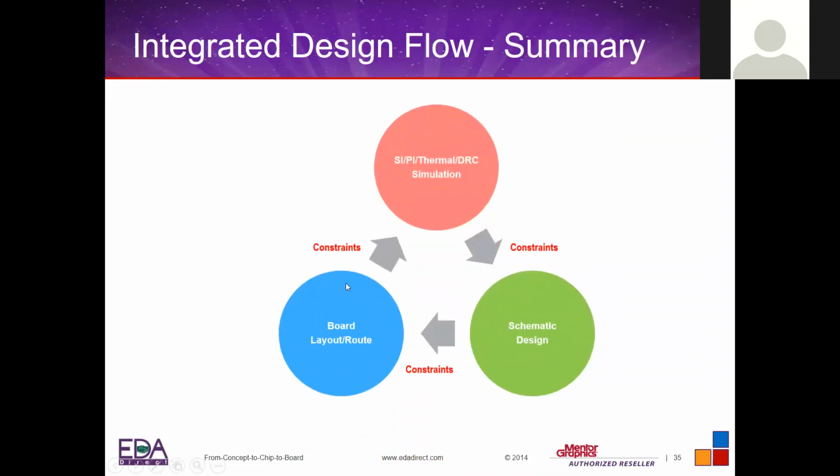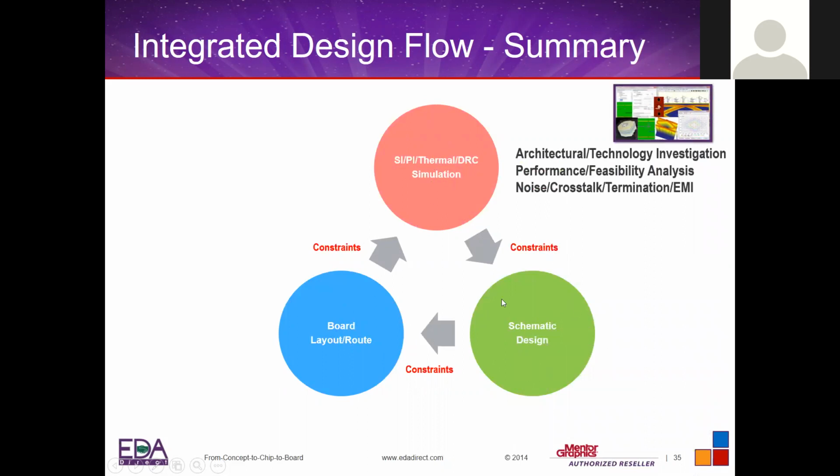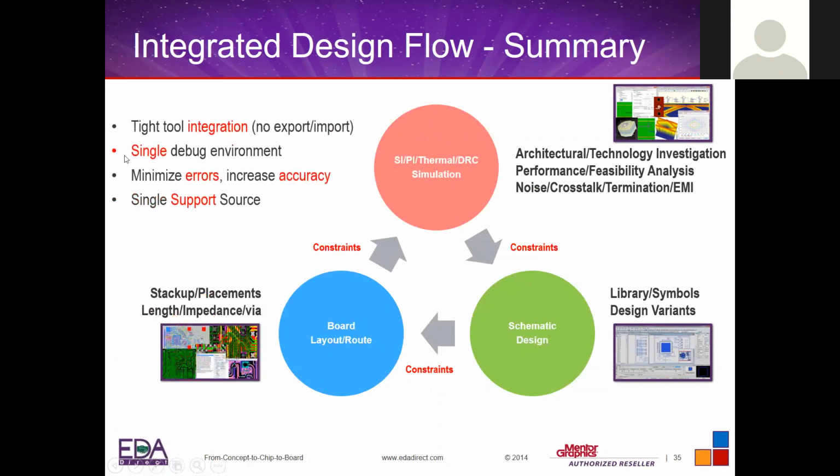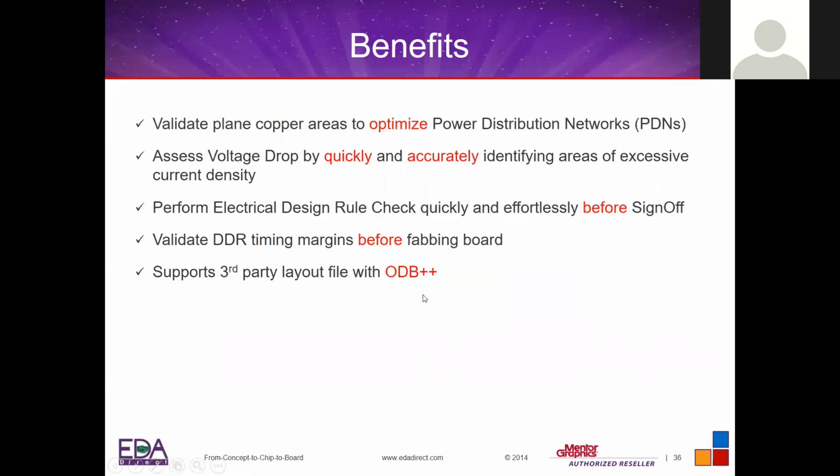Okay, so anyway, if you are in an environment where you can do both schematic layout and simulation, SIPI as well as thermal, something we didn't talk about today, but it is also important, and electrical DRC checking, if you're within this environment, then it's really easy to look at things, pass parameters back and forth. Okay, one central place, a simple single debug environment, and you minimize all this finger pointing, different vendor tools, and a single support source. Okay. All right. So the benefits of having this checking is to validate and optimize your power distribution network. Okay. Make sure you have enough copper.